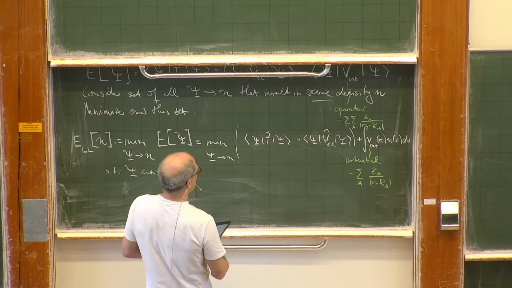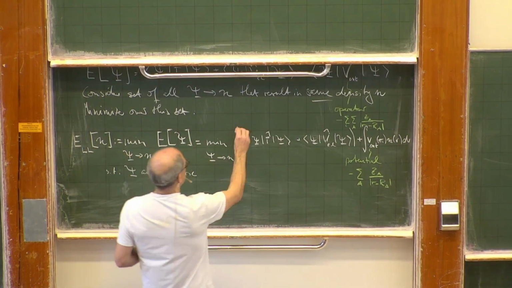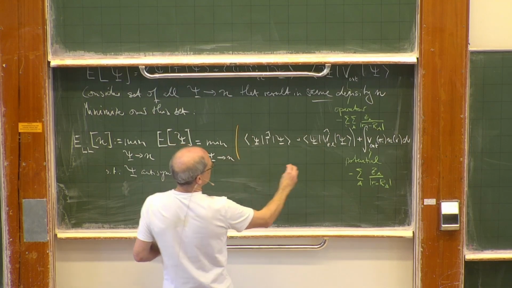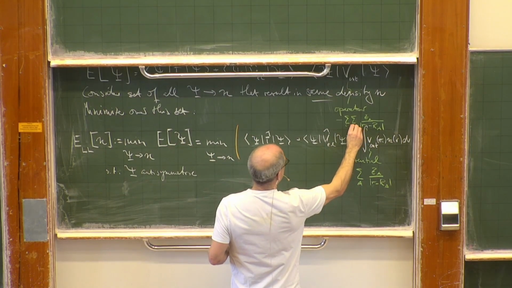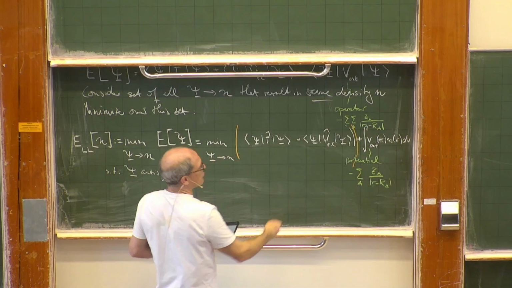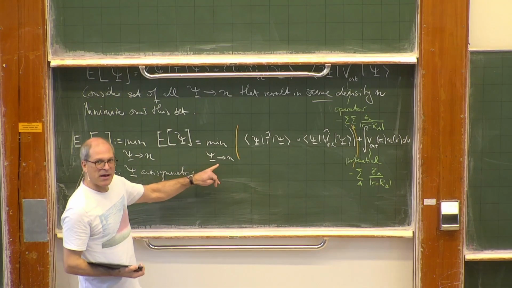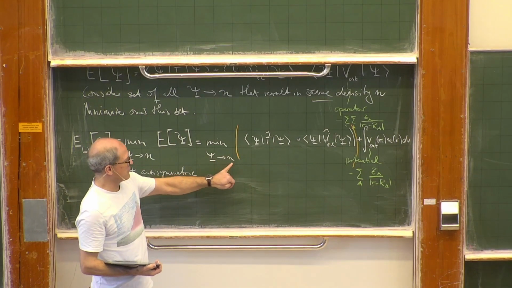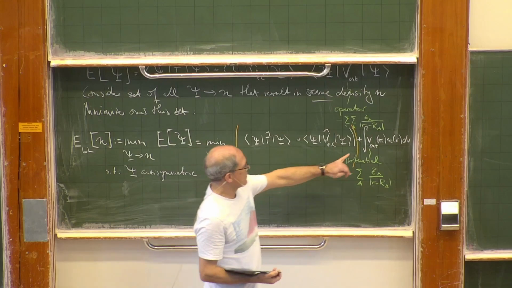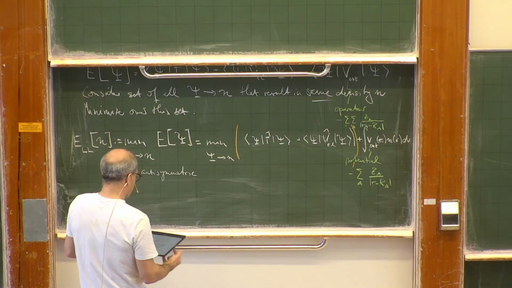All right, and now, importantly, in this bracket here, it's sufficient to let the minimization run over only the first two terms, because we minimize over all wave functions that result in the same density, and the last term depends on the density only and not on the wave function.